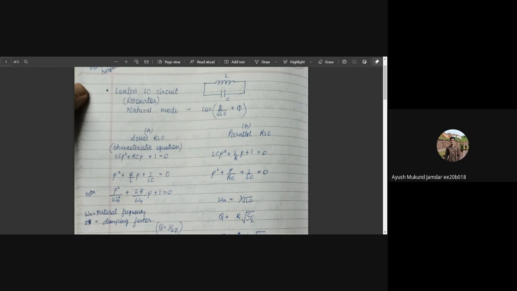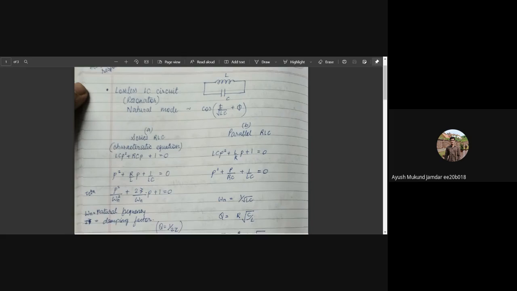That is the resonator, and its natural mode of oscillation is cos t by square root LC, 1 by square root LC being its resonant frequency, where it is interesting to see how energy gets transferred from the capacitor to the inductor and back again.